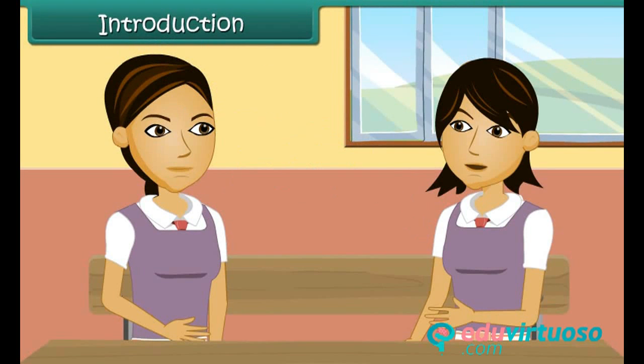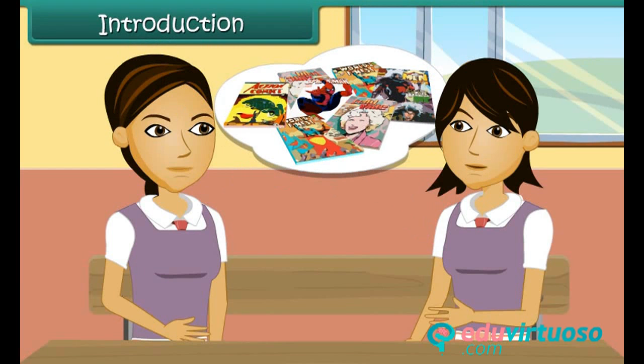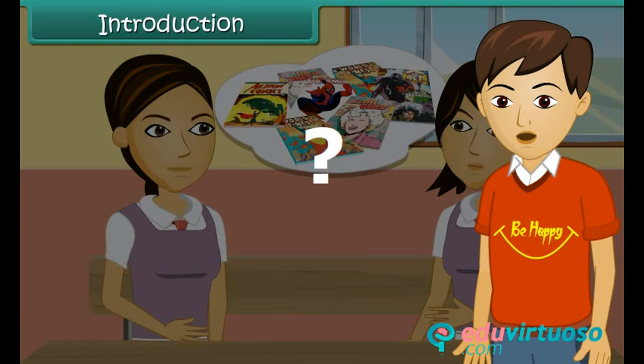Simran, I have lost some of my comics. I remember that I have given 2 of my comics to you. 2? No, Reena. I have only 1/5 of the 10 comics you had. Who is speaking the truth, Reena or Simran?